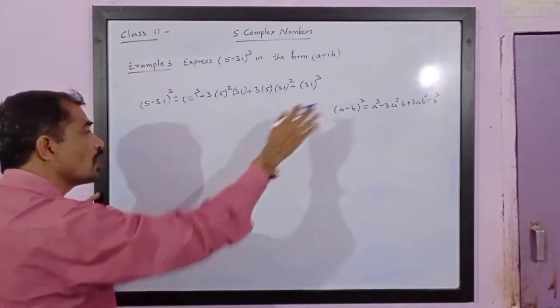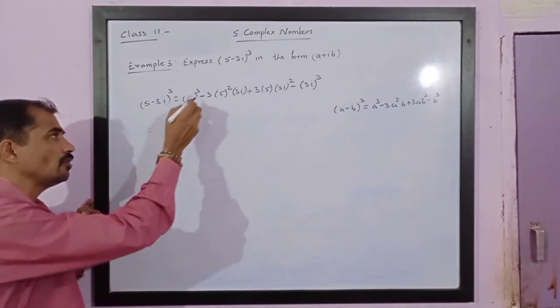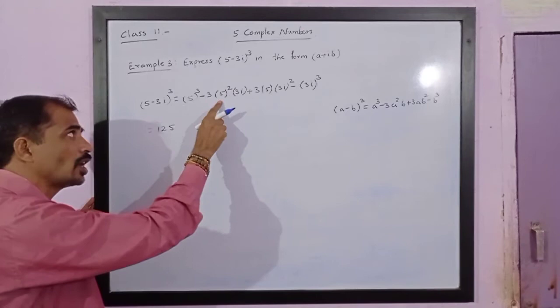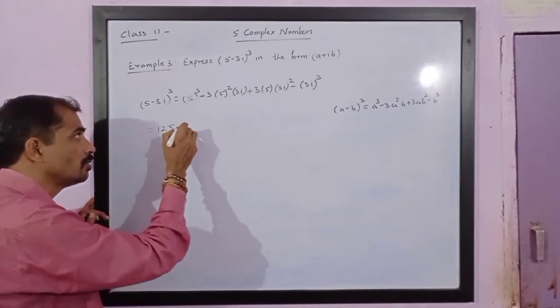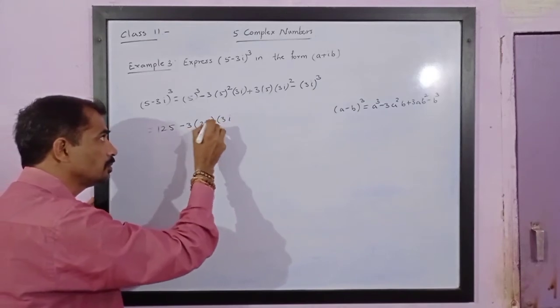So if you try to solve this, we will get 5 cube is 5 into 5 into 5, that is 25 into 5 is 125. This is equal to, first we have to solve the index, so you will get minus 3 into 25 into 3i.